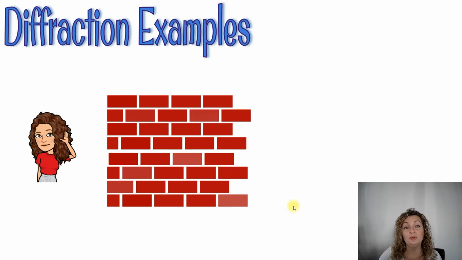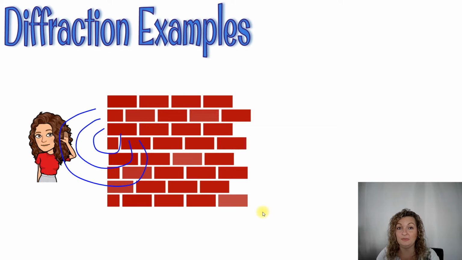So, real life examples, if you are at the corner of a building, right? So here we have a brick building, you're at the corner of it. You can actually hear what's happening on the other side of the brick building because the sound waves will actually diffract around that building and you can hear what's going on the other side even though you can't see it, all right?